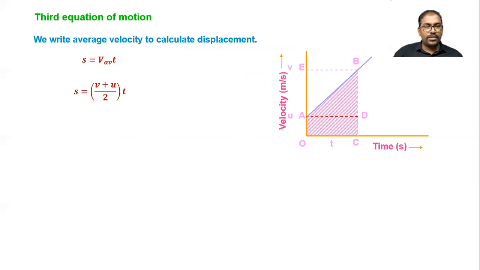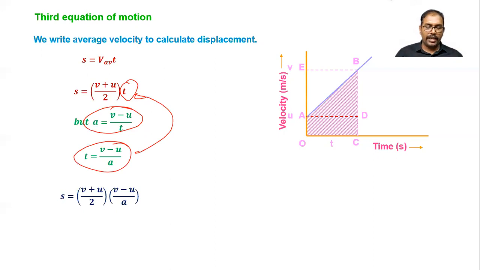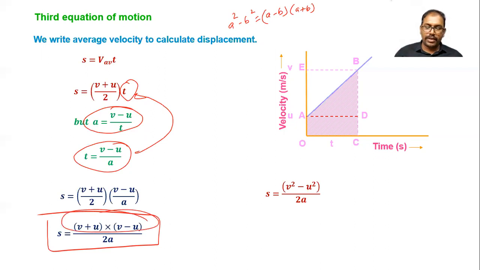Now in that we have to substitute. a is equal to acceleration, change in velocity by time. So I can write t is equal to v minus u by a, and this t we substitute in place of t. So we get s is equal to v plus u by 2 into v minus u by a. So we get this by simplification. Then I can use the formula a square minus b square is equal to a minus b into a plus b. By this formula we get the expansion of this term as v square minus u square, and the 2a as it is.